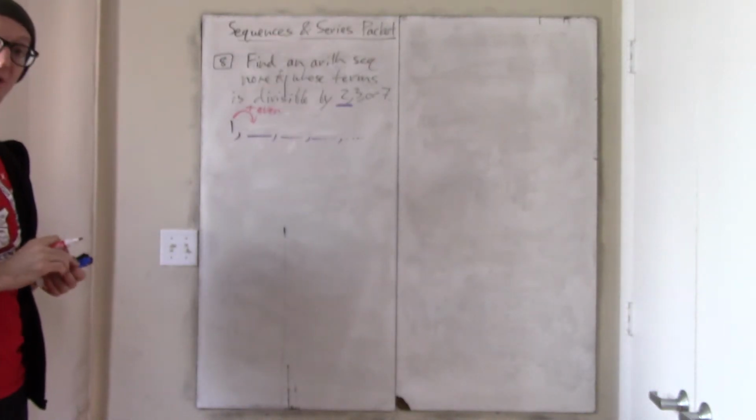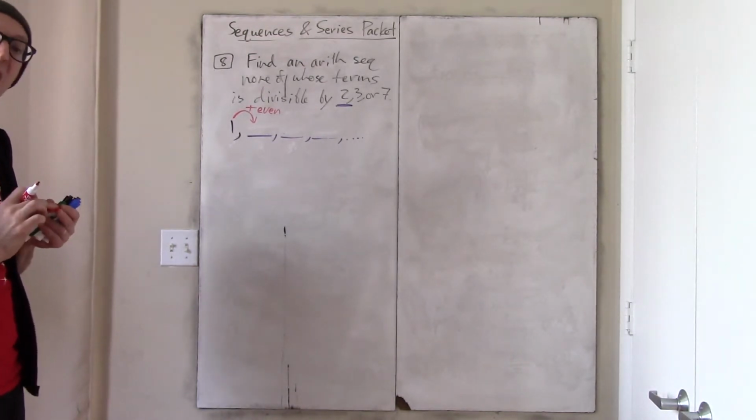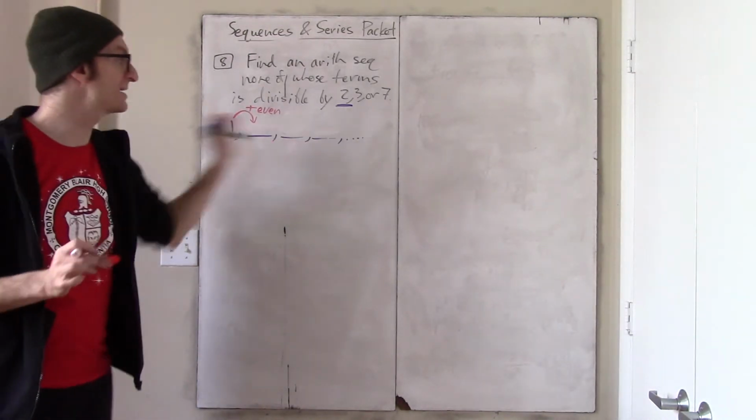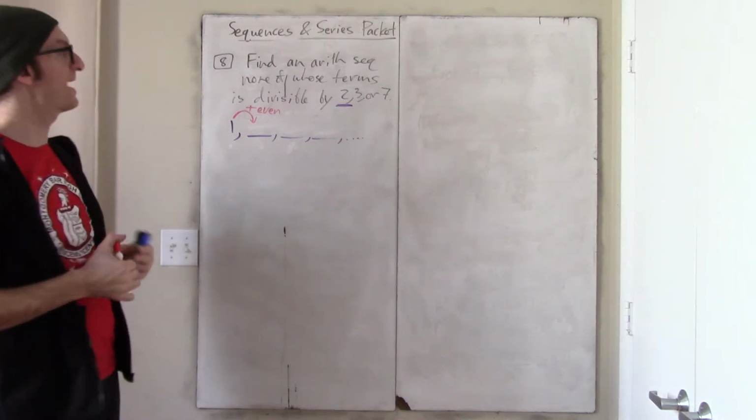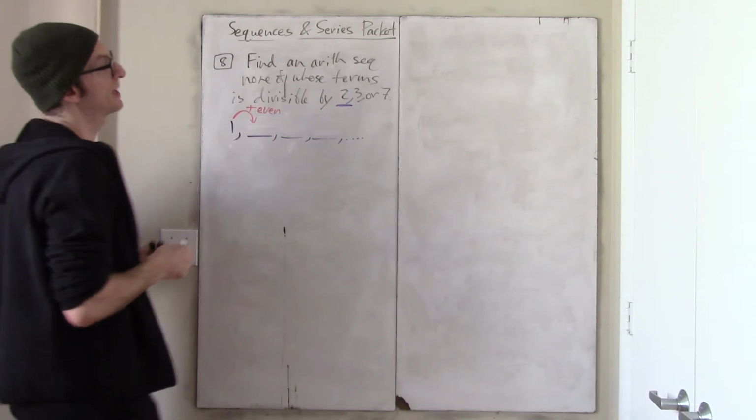That will ensure that every number in this arithmetic sequence is odd. You start odd and you stay odd by adding in even gaps. Okay, well now it's just a matter of generalizing this to the other numbers.